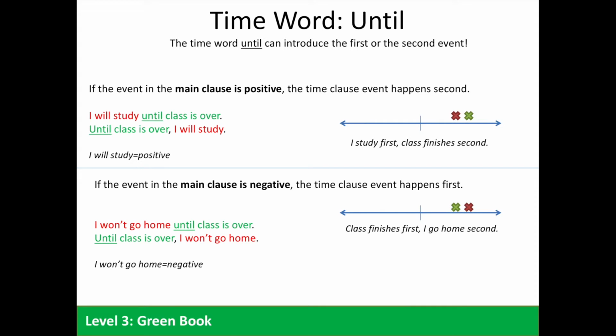However, if the event in the main clause is negative, the time clause event happens first. For example, I won't go home until class is over. Until class is over, I won't go home. Here, I won't go home is negative. So, class finishes first, then I go home second.